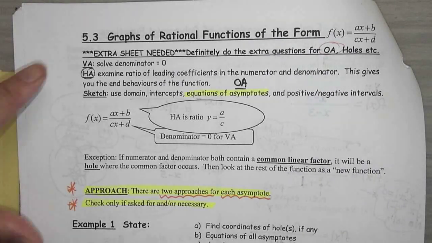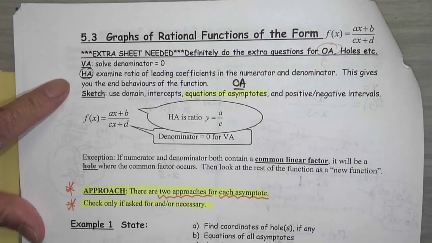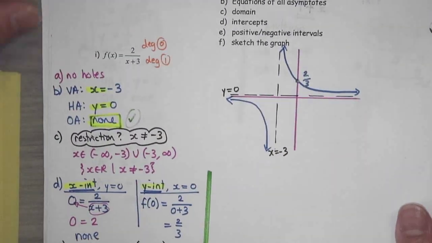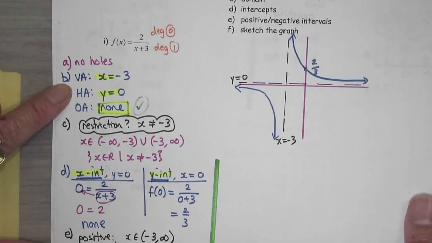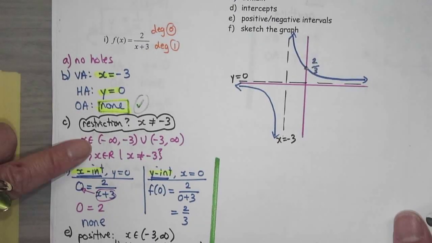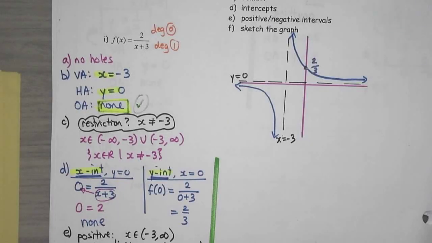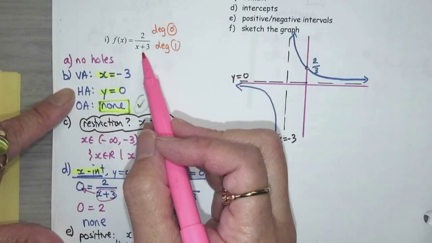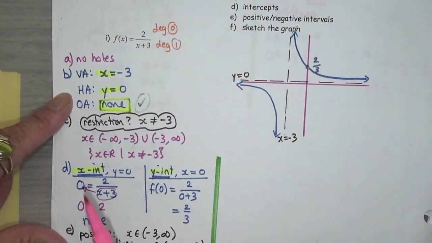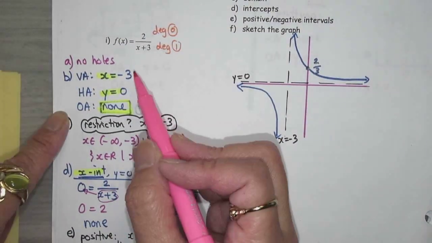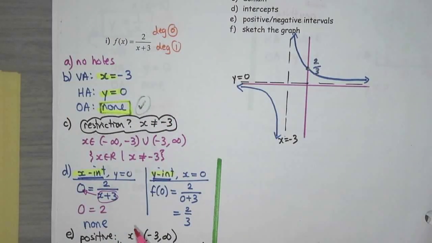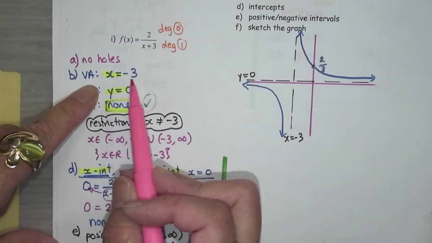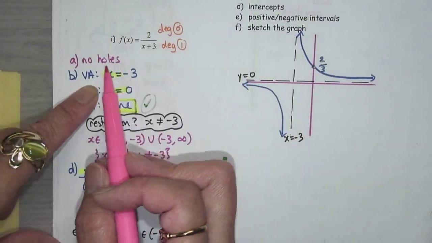5.3, we are still on graphs of rational functions, and we're finishing example 1. Example 1, we've got the holes, so there's no holes, asymptotes. Restrictions always come from the denominator, usually. So it kind of repeats itself from the vertical asymptote and the holes. We'll look at the restrictions in another example as well. But you're looking here to say that the vertical asymptote can equal here and also the holes, right?